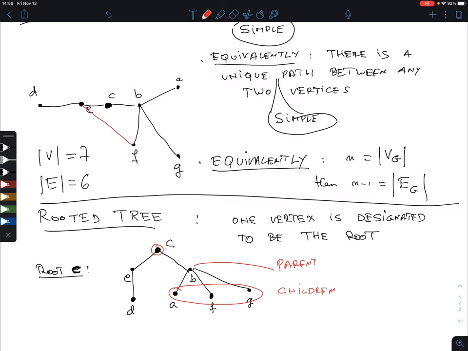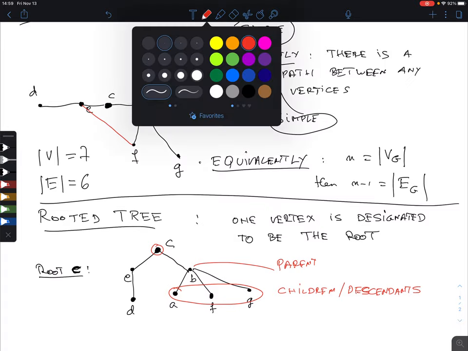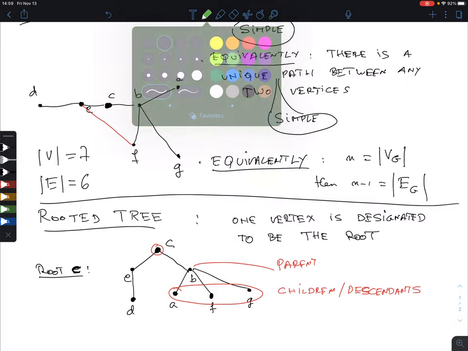So what about these bottom guys? They have no descendants. So we call them children or descendants. So we use the terminology of genealogical trees here. Unfortunately, that is not enough terminology. So we also use the terminology, I do it in green, of trees.